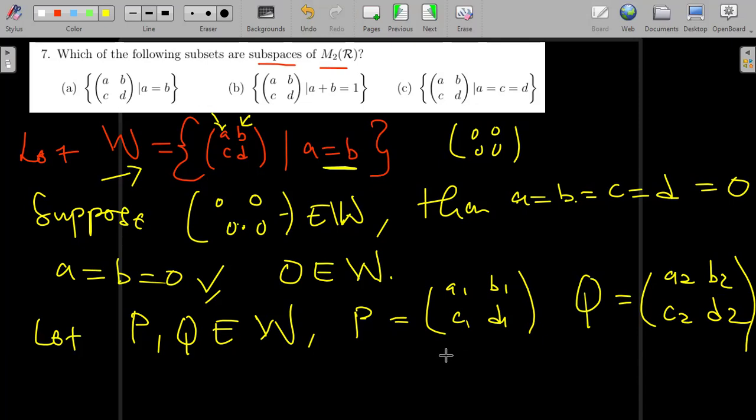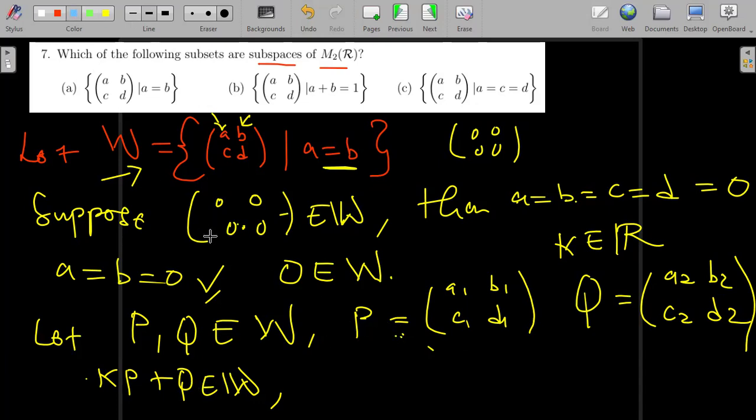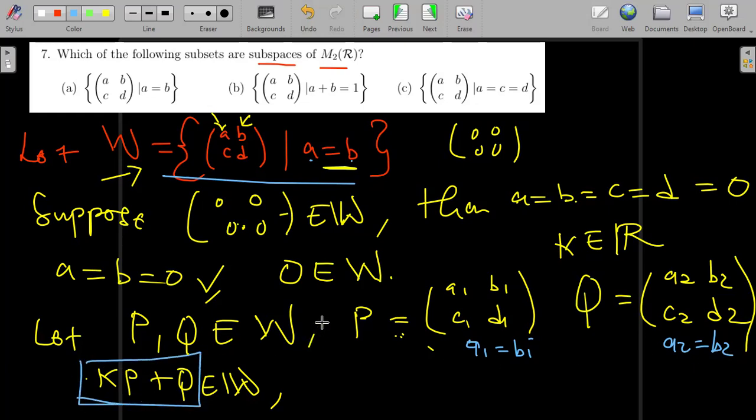And then I'm also going to say that let K be a scalar in the field R. So I want to prove that KP plus Q is also a member of what? This set W. If this is a member of this set, then it means A equals B. So here it will mean A1 is equal to B1, and here A2 is equal to what? To B2. So I want to prove that this is true. How do we do that?